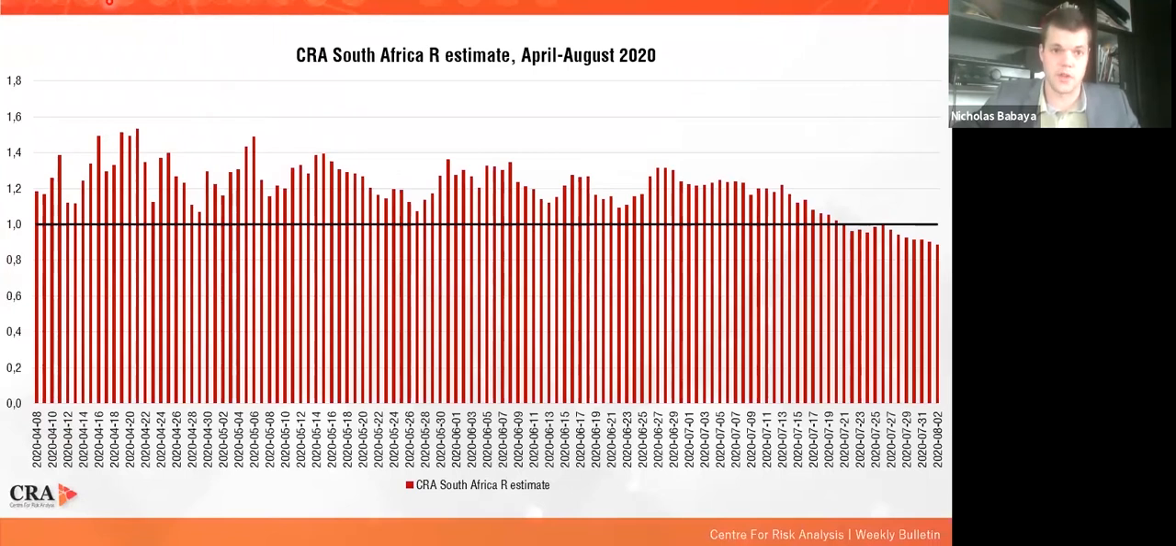And even being very conservative and taking into account the large dip in the number of tests conducted over the weekend, I think the way things are looking is that South Africa is definitely past its peak, and the virus will be on the decline after this.